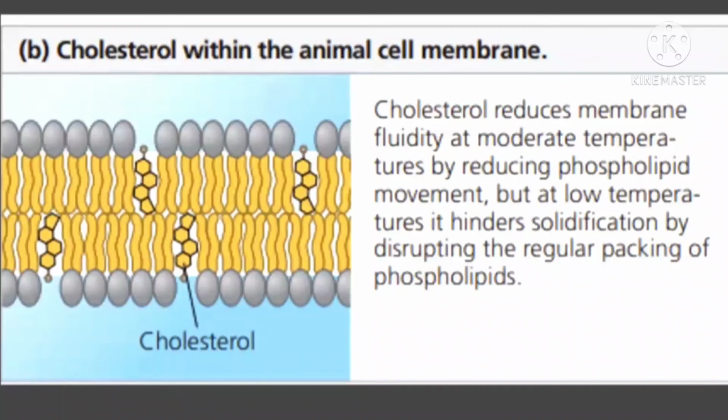And check in the diagram, if you see carefully, this is the cholesterol hydrophilic part. Clear, beta? This is the cholesterol hydrophilic part, which is attached to the head, and the remaining part is embedded inside in the tail part.